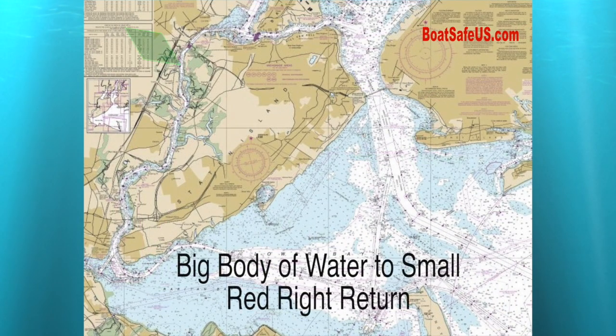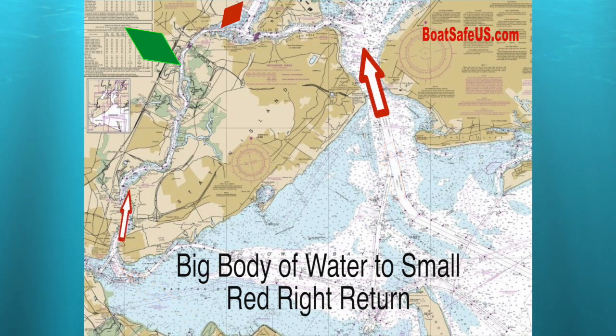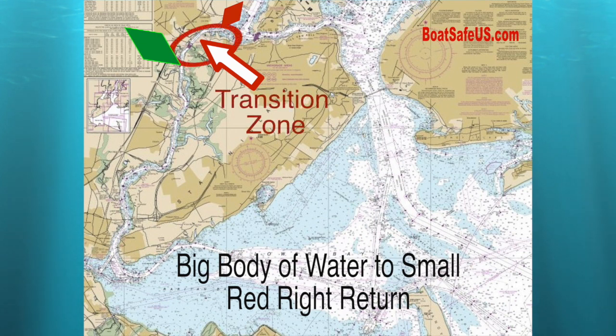When you look at the big picture, when you're operating your boat and going from a big body of water to small, the rule is red, right, return. So as you continue into the Arthur Kill, you keep the red buoys on your right, the green would be on your left, until you get to this very northwest corner of the Arthur Kill, which is a transition zone, meaning that you need to look at your nautical charts to identify whether you are now going out to sea or you are coming in from sea.